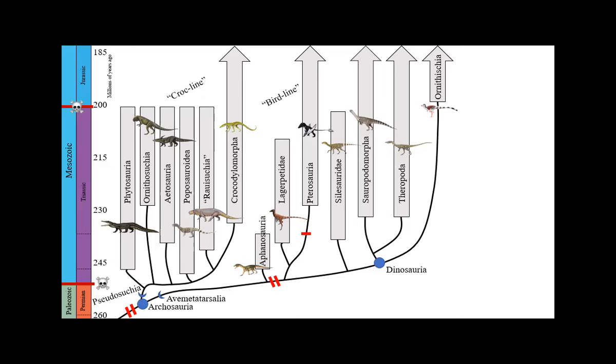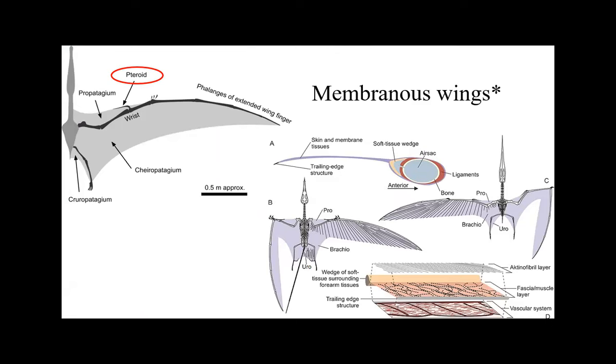They have this membranous wing, a wing made of skin. And so you can see that there's different parts of the wing that have different anatomical terms, the chiropatagium, the propatagium, which is the front part of the wing.